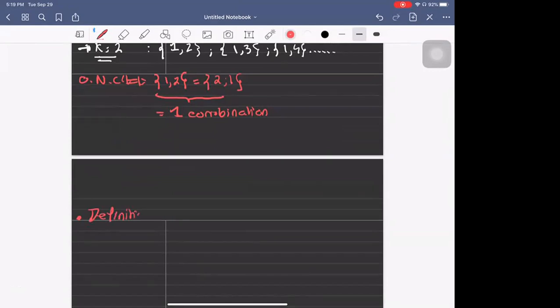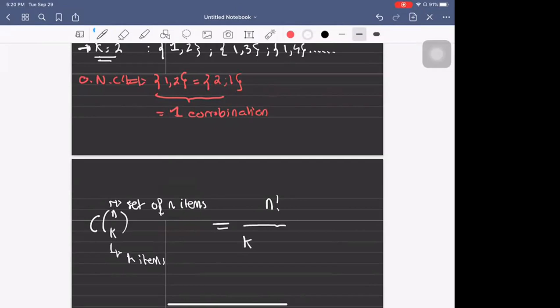Oh wait, sorry. There's just one little formula that I want to add: the way we note combinations. C(n, k), for combinations, choosing K items from a set of N items. There's a formula for that, and it will be equal to N factorial divided by K factorial times (N minus K) factorial.